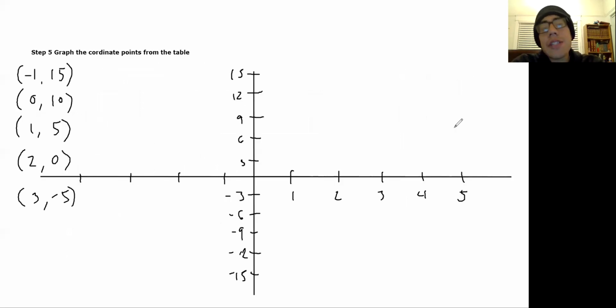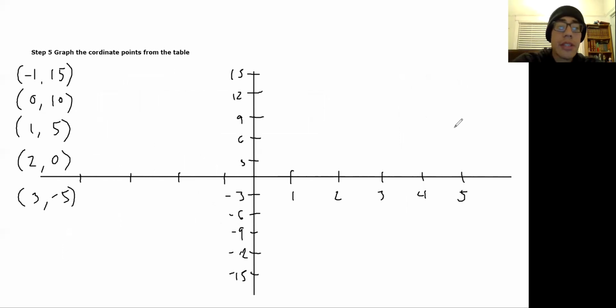So the last step here is to graph the coordinate points. I put the coordinate points on the side here, and I'm going to graph them. And I'm going to really confirm if this is a linear function. Even though mathematically, because we've gone through all the other steps, I know for a fact that this is a linear function, the directions specifically said I need to graph them. So I'm going to graph them.